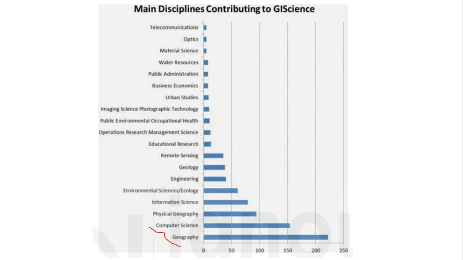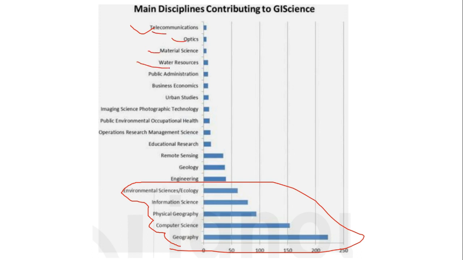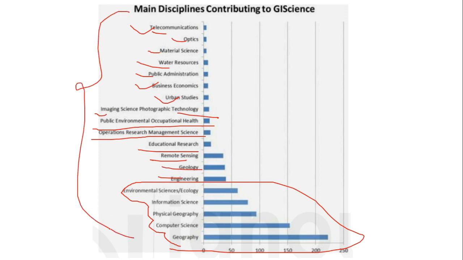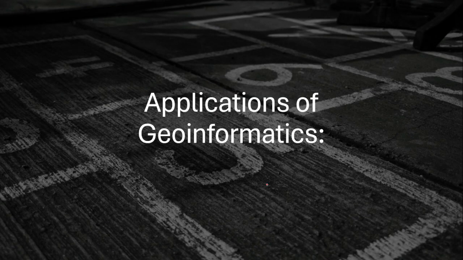Geography, computer science, physical geography, and information science have the higher percentage in GIS science. And there are many disciplines that have applications of geoinformatics, like telecommunication, optics, material science, water resources, public administration, business economics, urban studies, imaging science, photographic technology, public environment, occupational health, operation research management science, educational research, remote sensing, geology, engineering. They all have applications of geoinformatics in their discipline. Now we will talk about the main applications of geoinformatics.